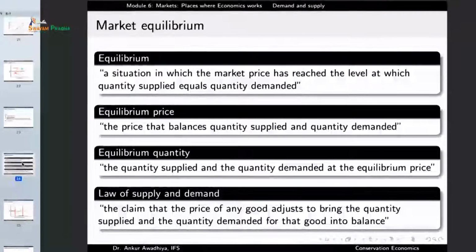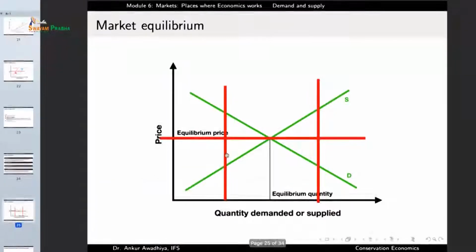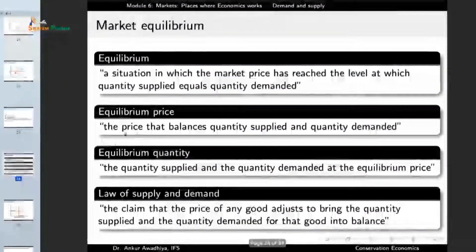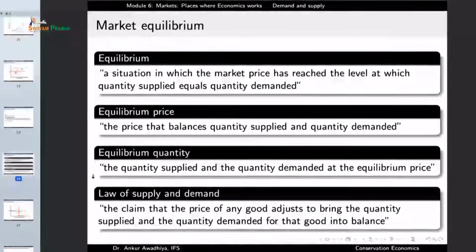Now, at this price, we will say that it is the equilibrium price, the price that balances the quantity supplied and the quantity demanded. And the quantity that is demanded or supplied at this price point will be known as the equilibrium quantity. So equilibrium quantity is the quantity supplied and the quantity demanded at the equilibrium price, and both of these are equal to the same.